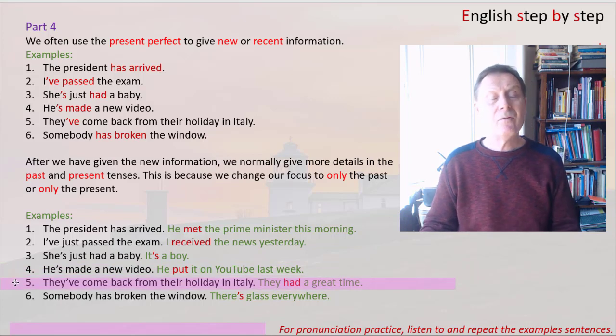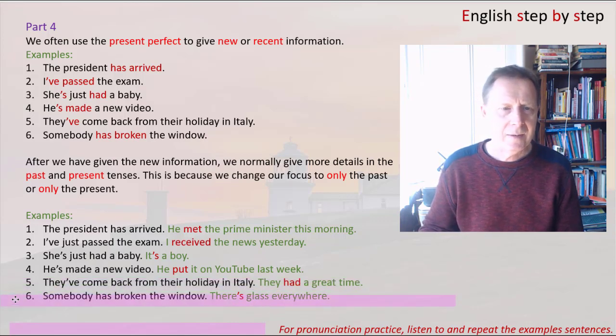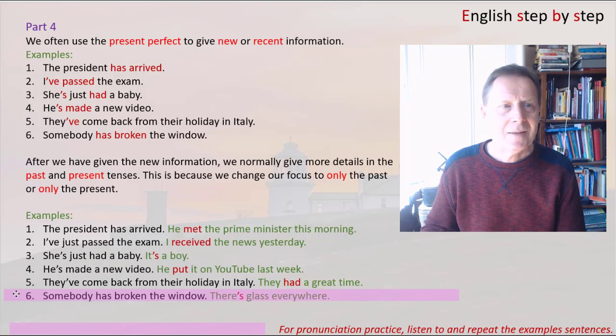They've come back from their holiday in Italy. They had a great time. Past simple in the second sentence. Somebody has broken the window. There's glass everywhere. So we're using the present simple in the second sentence to focus on the present.